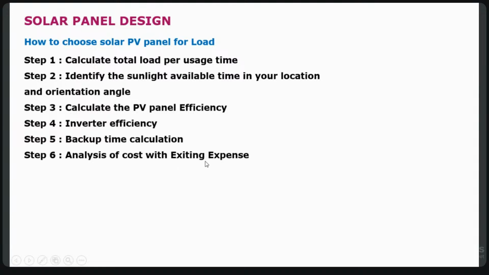So you can come to a conclusion: suppose you are investing in a PV module, how much time will it take to recover the amount? That is important. That is the main advantage of renewable PV. If you are investing, we need to recover it, right?